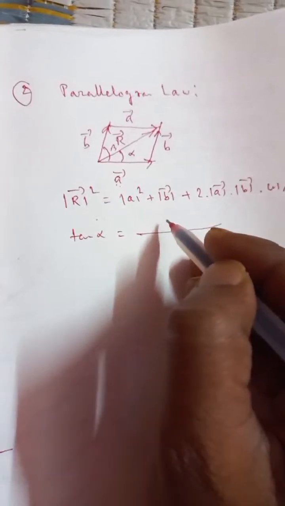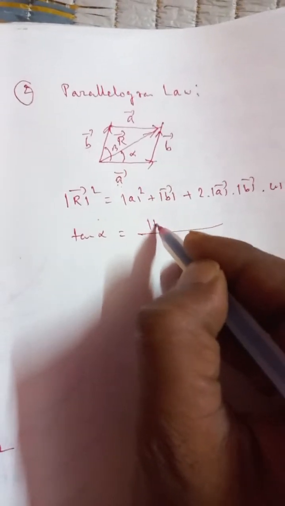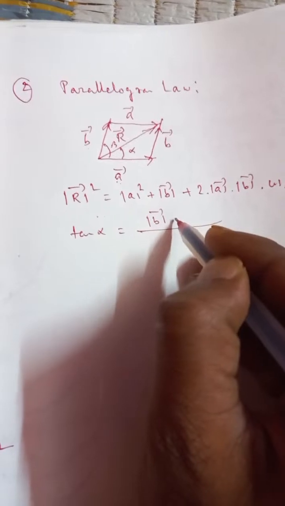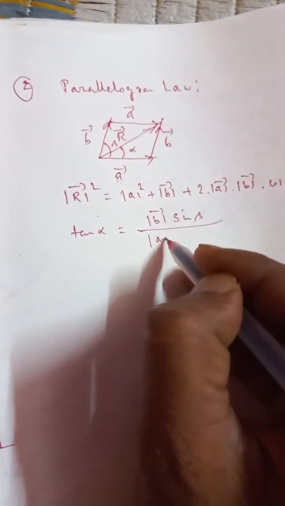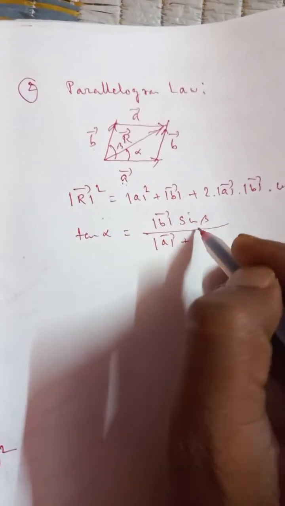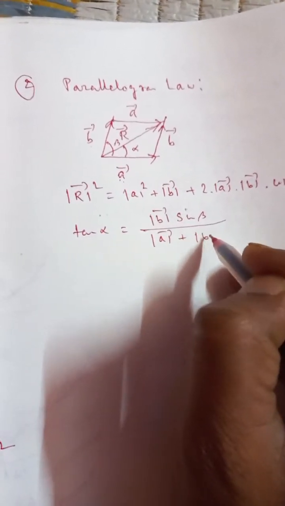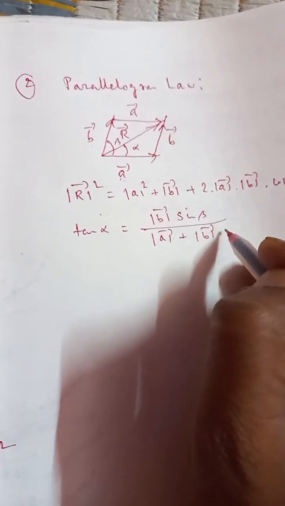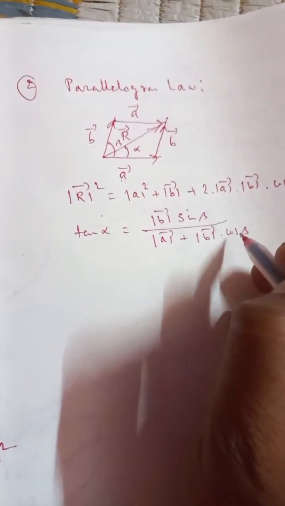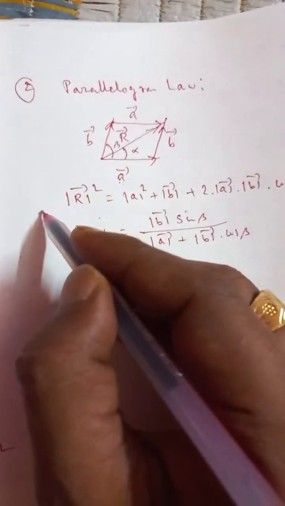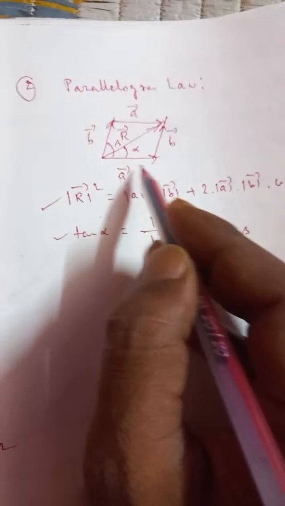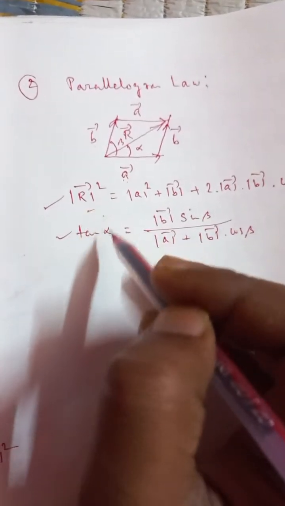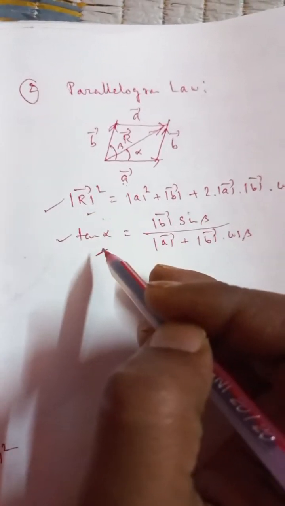and the direction will be tan alpha is equal to mod of B vector sin beta by mod of A vector plus mod of B vector cos beta. So in this way, in the parallelogram law, through the triangle law, the resultant vector's magnitude and direction can be deduced.